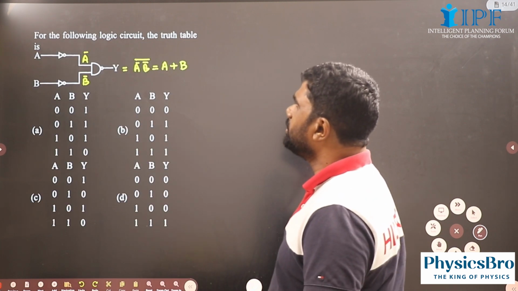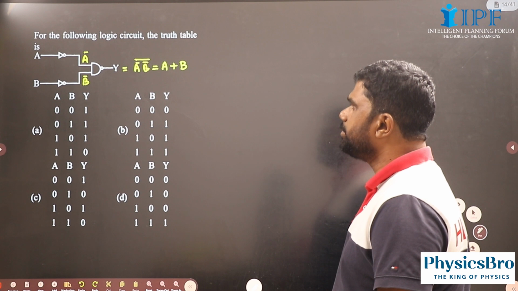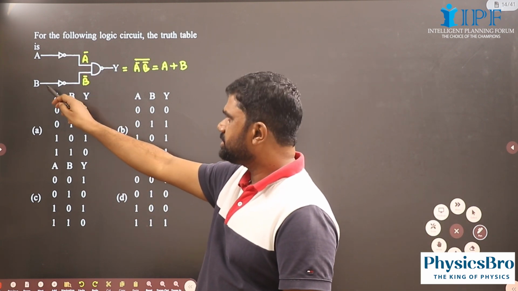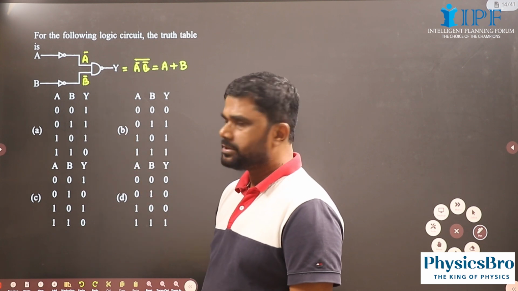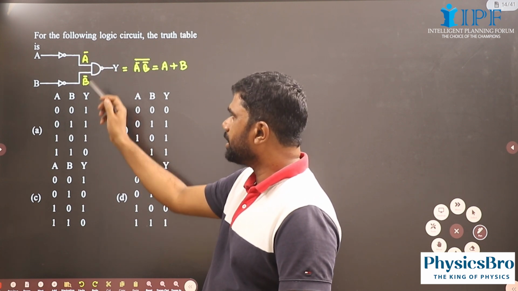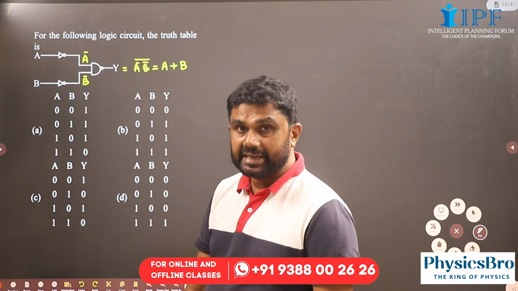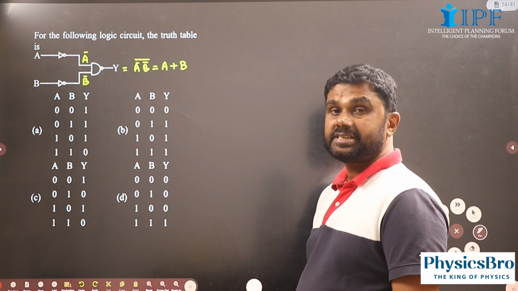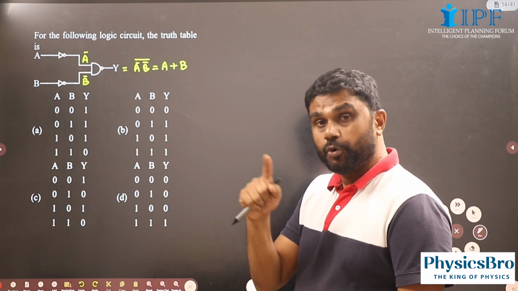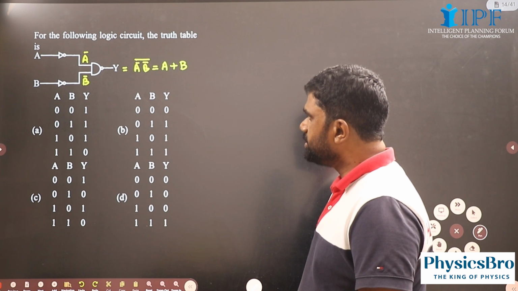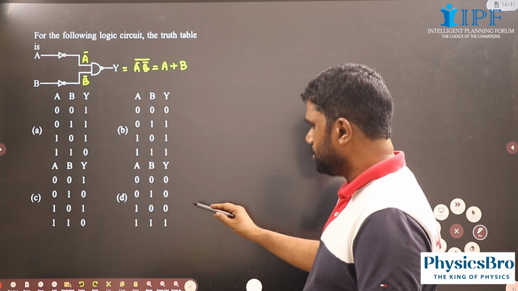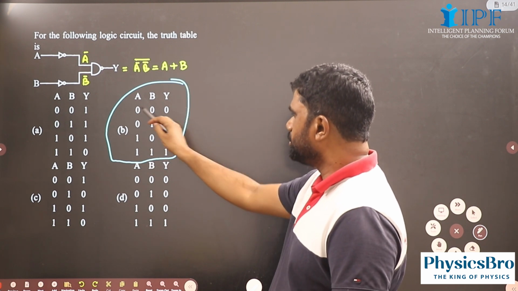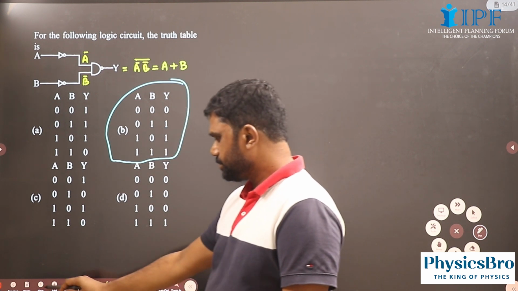Now for the following logic circuit, the truth table is, see, this is an inverter, so here we will get A complement. This is another inverter, here we will get B complement. Now this A complement and B complement are given to a NAND gate, so the output will be A or B. Means the output will be 0 only when both the inputs are zeros. So this must be the correct option, this one. Output is 0 only when both the inputs are zeros.